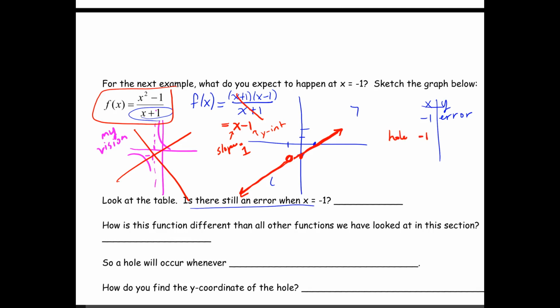Just plug in -1 into what? Into the reduced function. We actually plug it in to the x minus 1. So if I plug in -1, then I'd have -1 minus 1, which gives me -2. Notice that this point on my graph is at -1, -2.